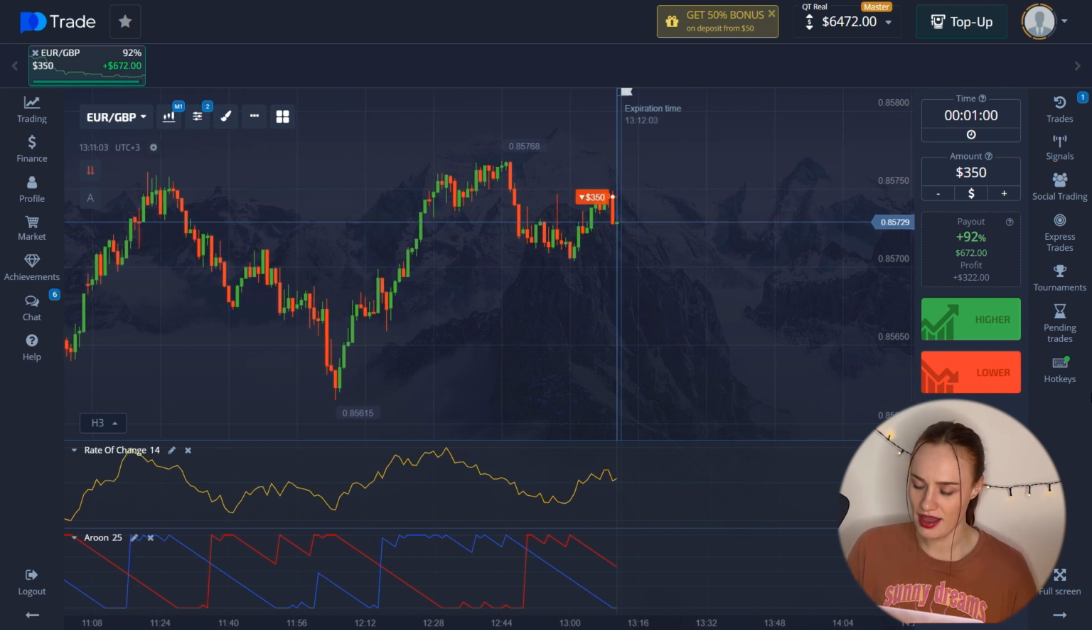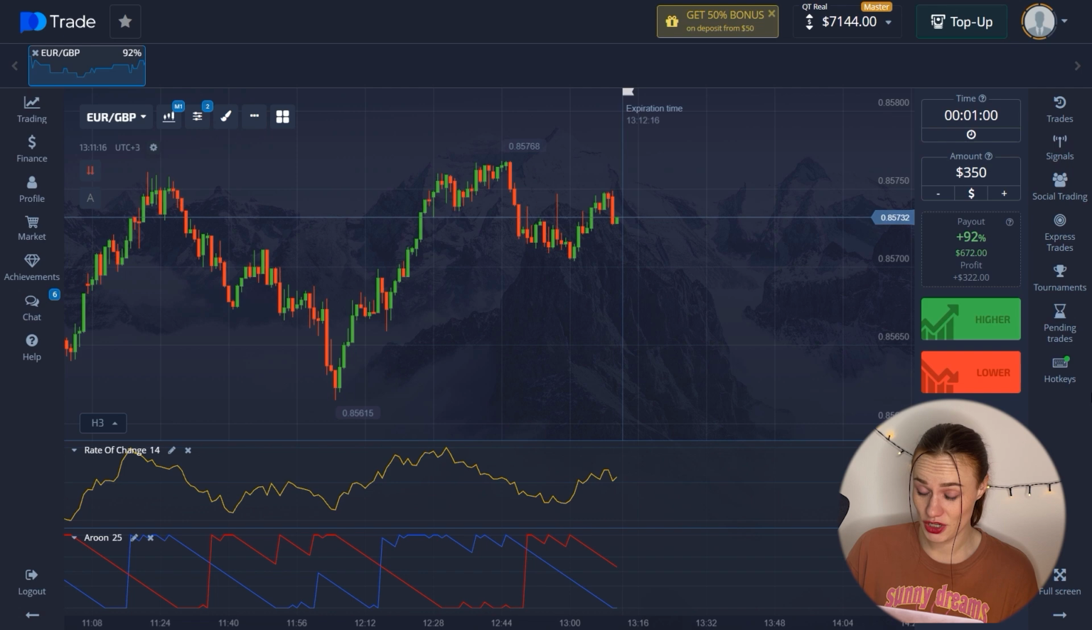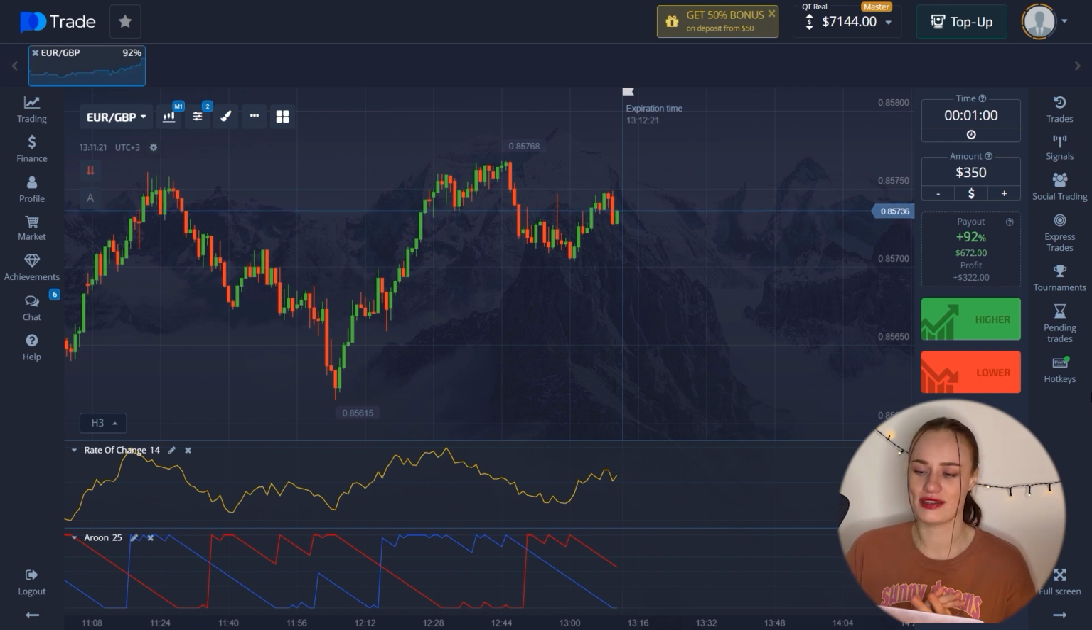And now, another completion of the transaction, and again, we earn $322. The ROC indicator can be successfully used in any financial markets. There are no correct or incorrect settings of this indicator, but each trader must take decisions depending on market conditions and the current activity of price changes.